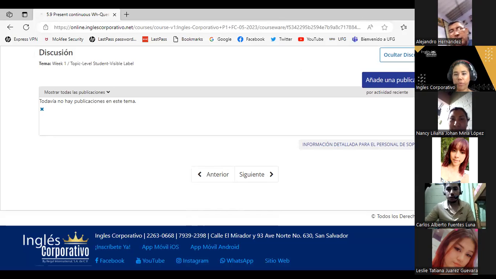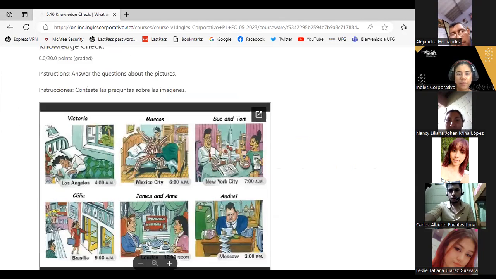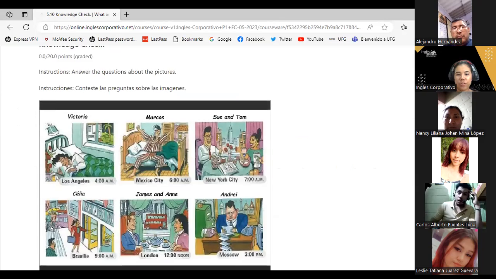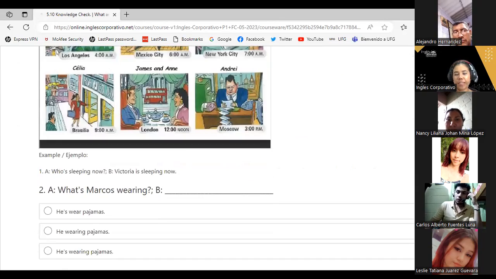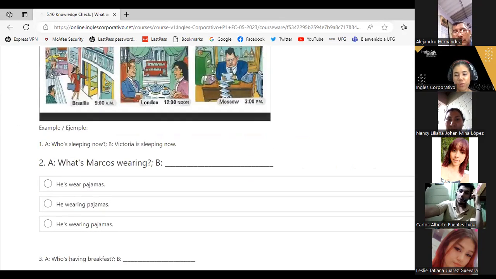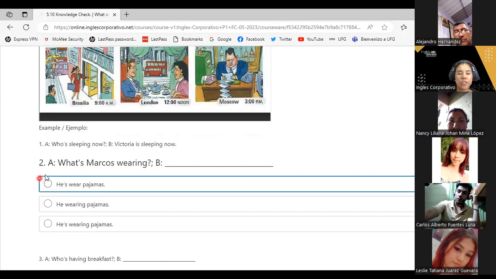Bueno, vamos a ver acá more exercises. So that is the idea of this. Aquí están los exercises, ok? That demonstrate that you are able to resolve or not, or if you understand or not. That is the purpose of this. Vamos a ver, Leslie, can you please read this?